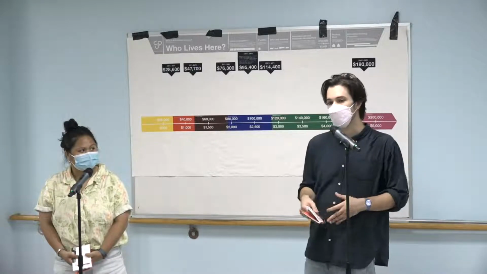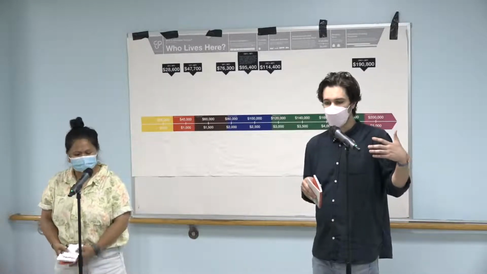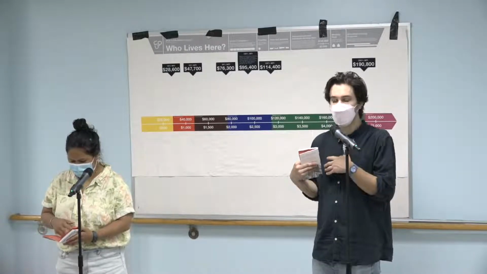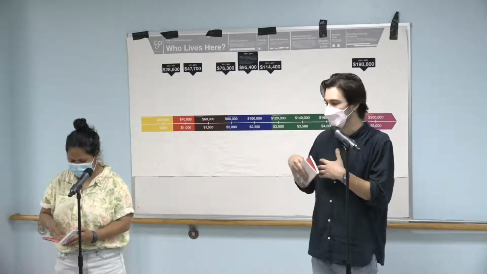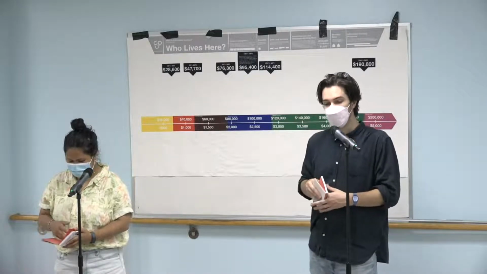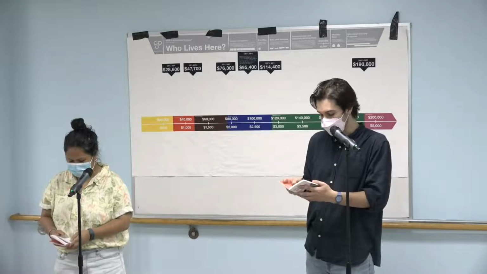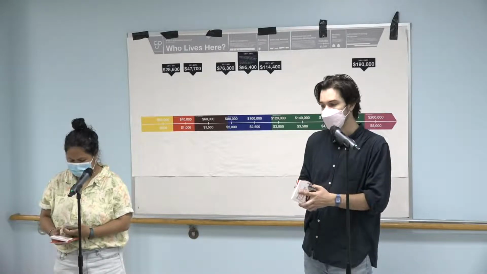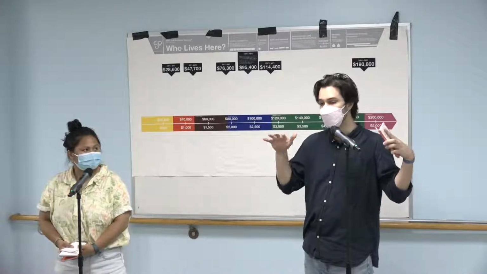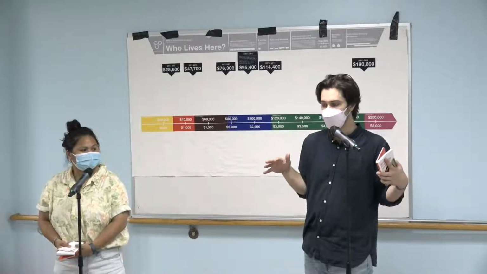So that's the first part of the definition. But then the question is, 30% of what? Because 30% of my income might be different from 30% of this person's income. So what the government does in that case is they come up with a number that is a median amount for the area, for a specific area.